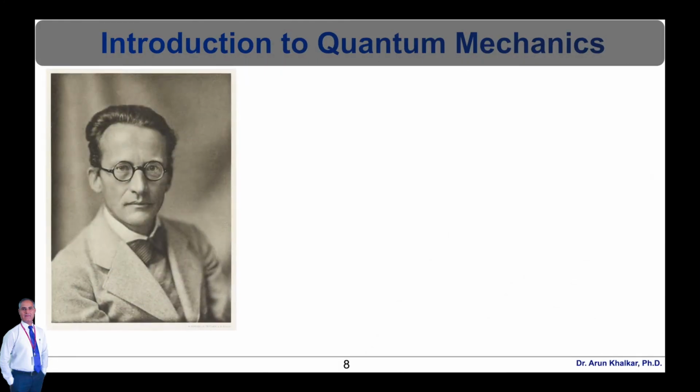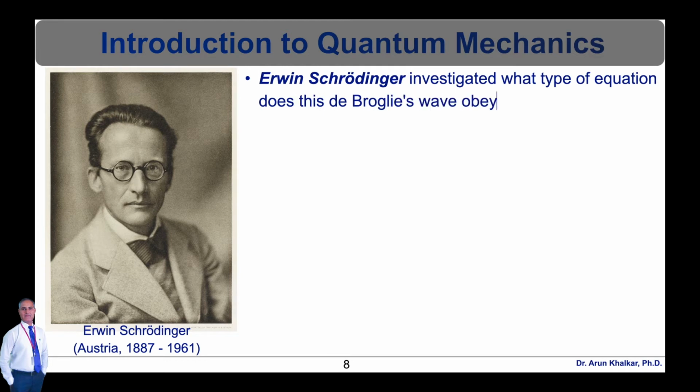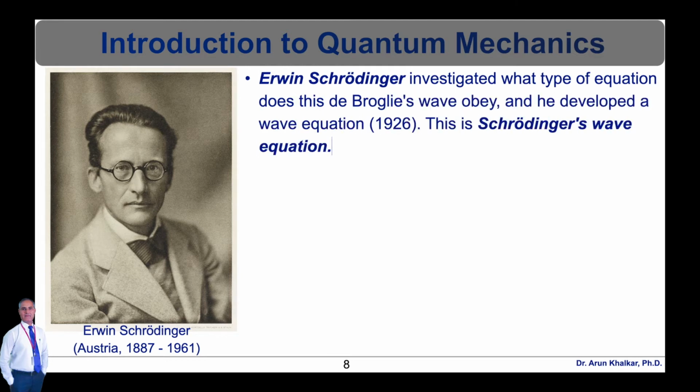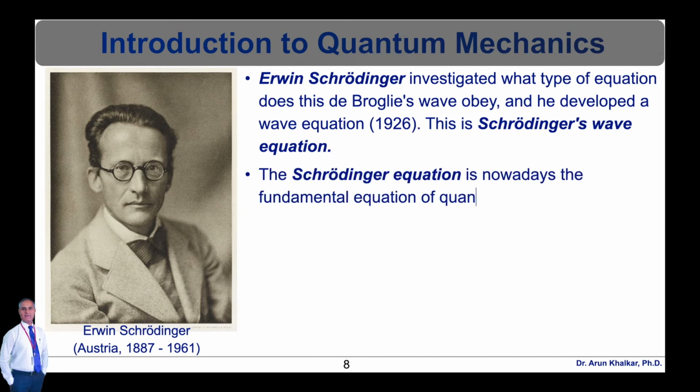Erwin Schrödinger was interested in de Broglie's matter wave. He investigated what type of equation this de Broglie wave obeys, and he developed a wave equation in 1926. This is Schrödinger's wave equation. Today it is simply called Schrödinger's equation.